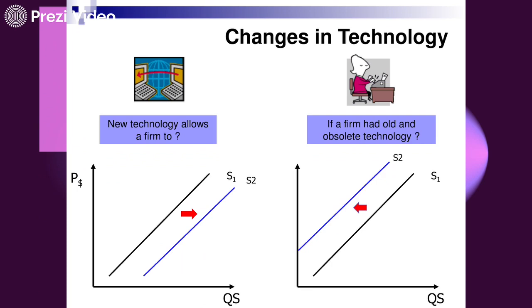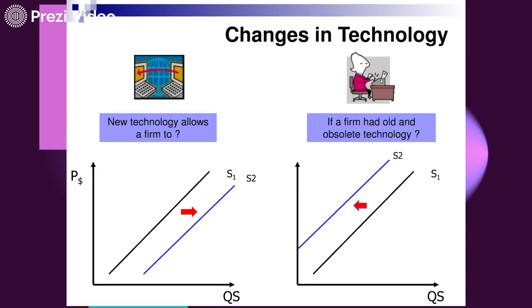So if we look at technology now, if there was a new technology that allows the firm to produce things quicker or more effectively or efficiently, that's going to increase supply. If the company had an old technology and it went out of stock, so if you think of typewriters, and they only use typewriters, that's going to decrease supply. So technology could be both, depending on what it does.